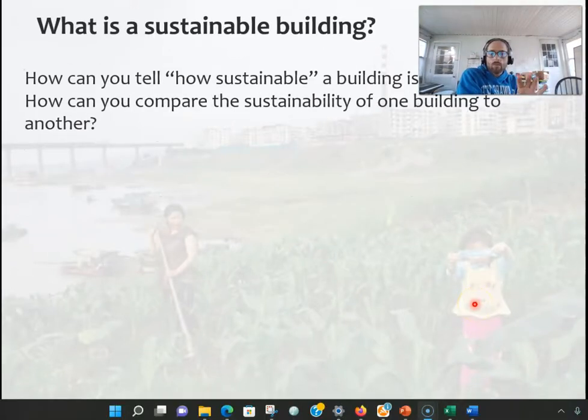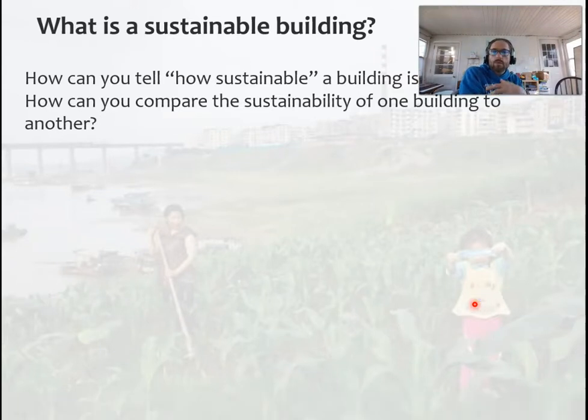Okay, so let's start with these two fundamental questions that will help frame this discussion. So I want you to think, first of all, number one, if you wanted to measure how, quote unquote, sustainable a building is, how would you do it? What would you look at? What kind of things would you look at?